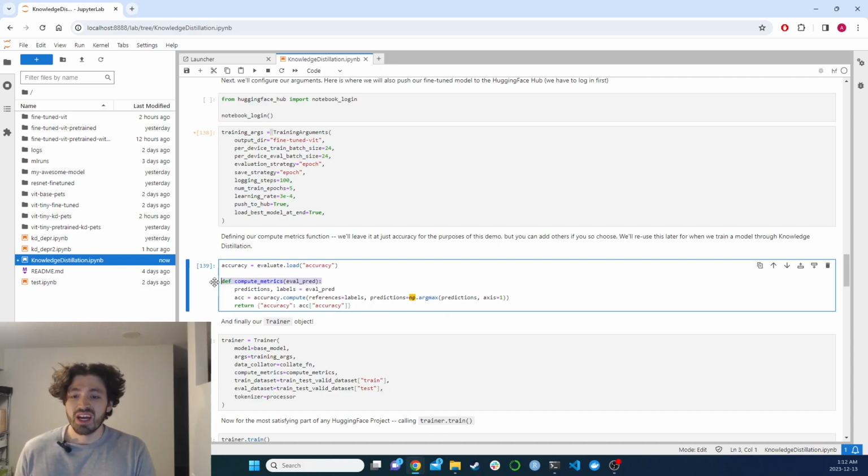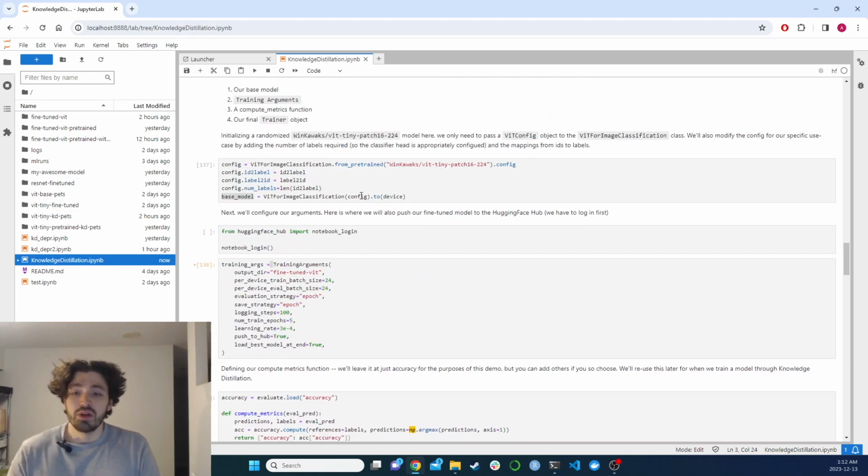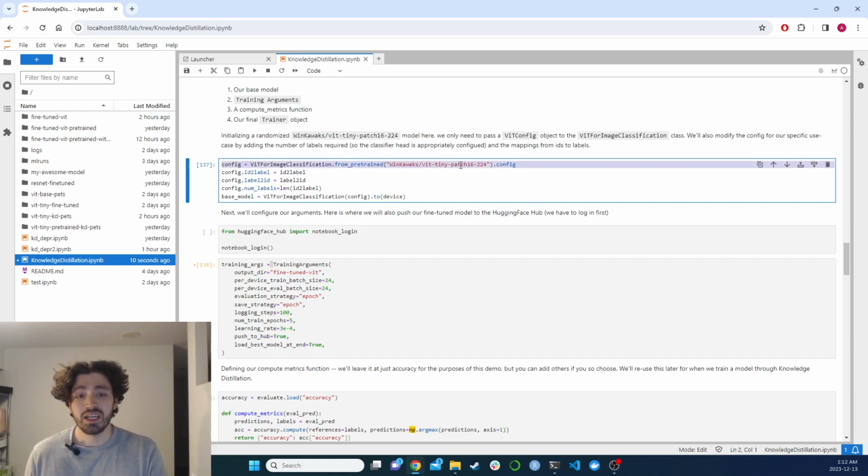So you can provide it a specific compute metrics function. And then lastly, our trainer object. So what we're doing here is we're actually going to look at the tiny model just training normally. So there's no knowledge distillation happening here. We're just using cross entropy loss to train it based on the data set.